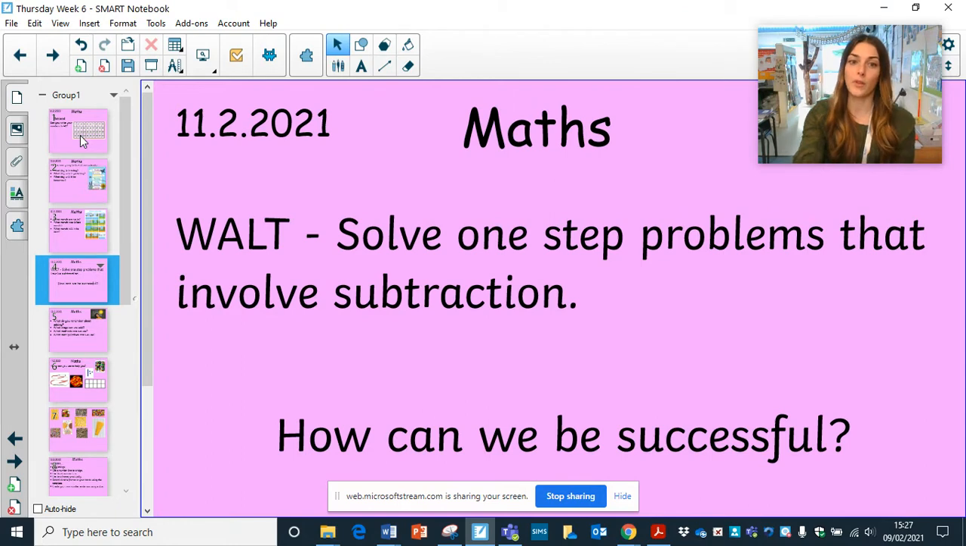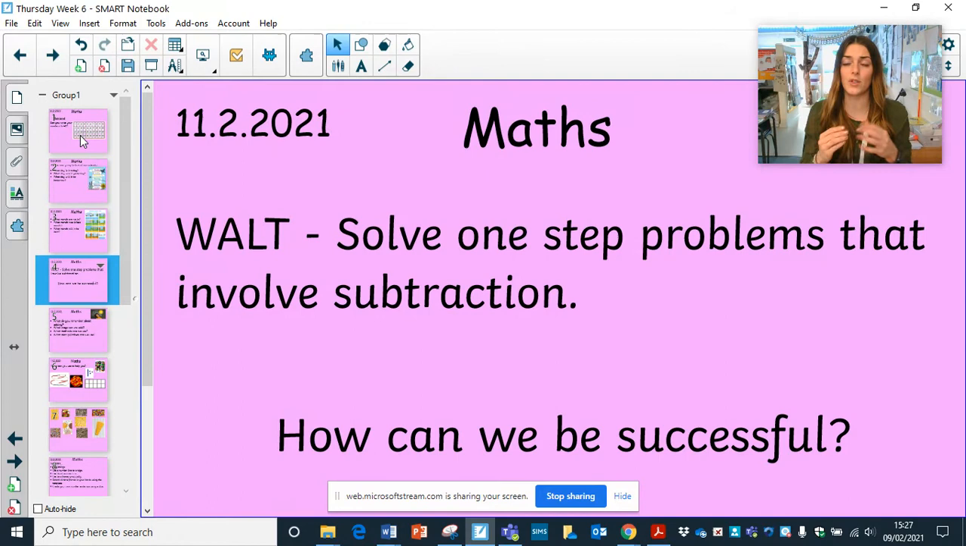And then moving on to our learning. Our main skill for the lesson today is to solve one-step problems that involve subtraction. So how can we be successful? All it means by a one-step problem is that there is just one step in the problem. So there's just one thing that you need to work out.